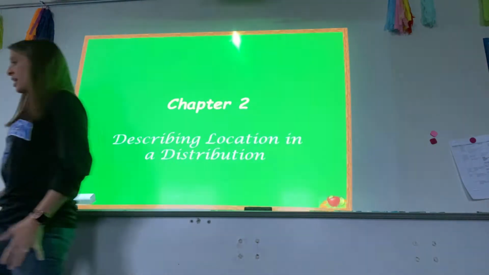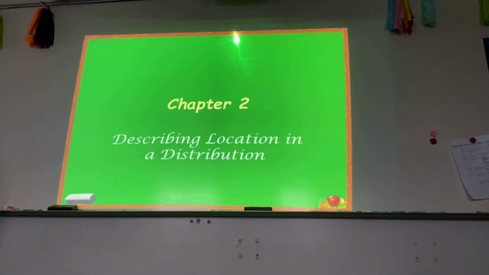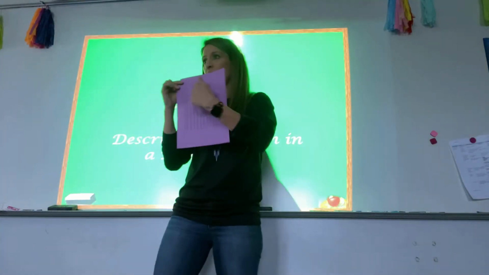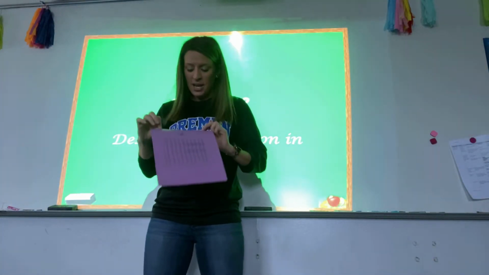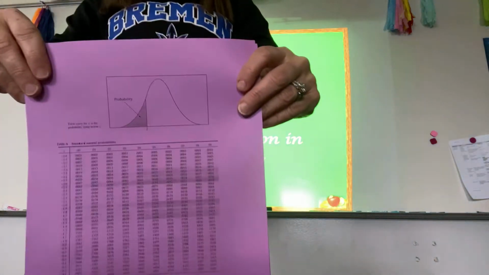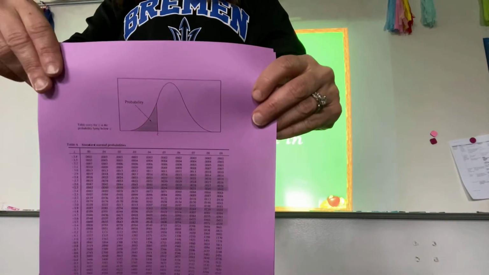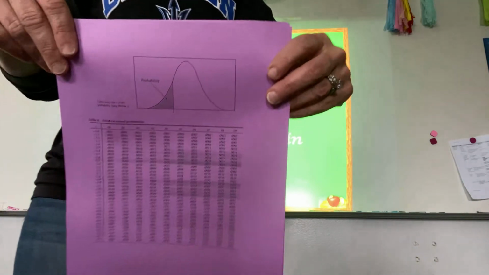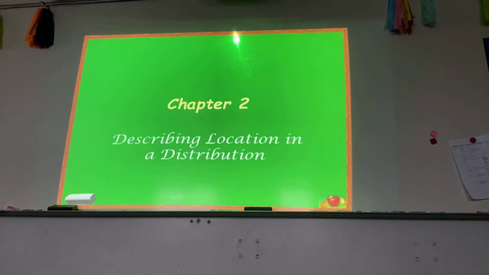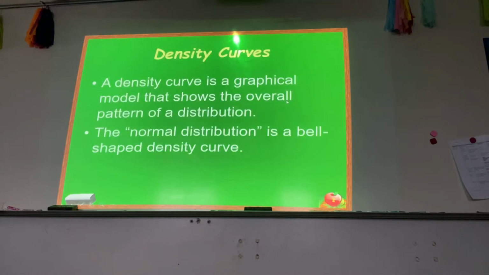Okay, so if you notice on your purple packet, we're going to be in table A, but if you look at the very top of table A, it has a normal model at the top. It does not have a skewed distribution at the top. So that just tells you this can only be used when you have a symmetric, unimodal, bell-shaped curve. Okay. All right, let's rock on.